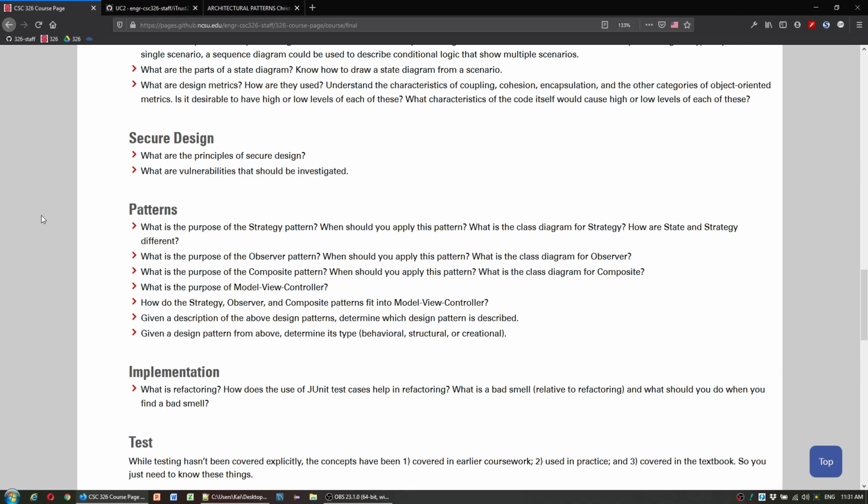So are these scenarios, like the scenarios used when drawing sequence diagrams, are those the same as acceptance scenarios? Do those have specific values?